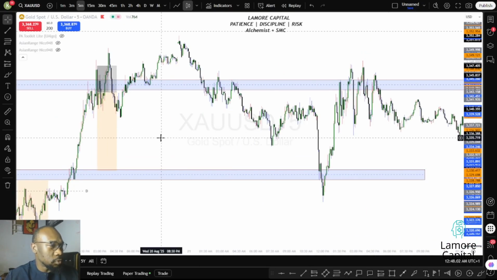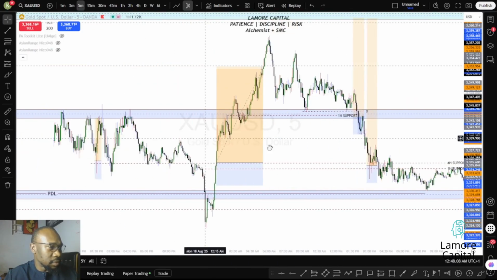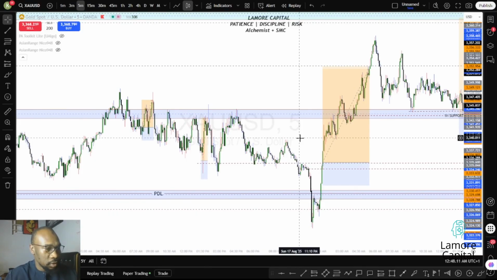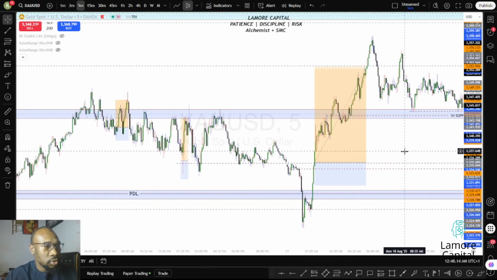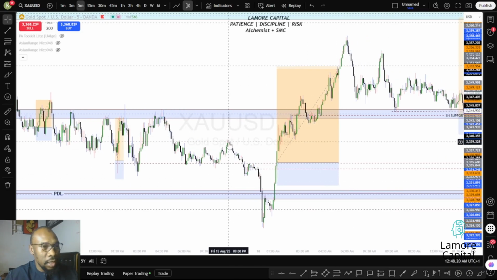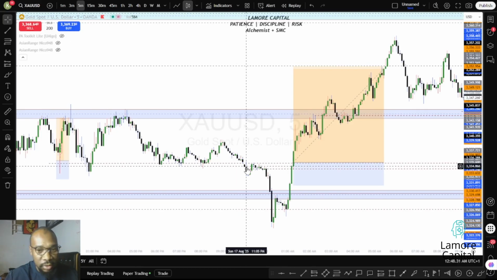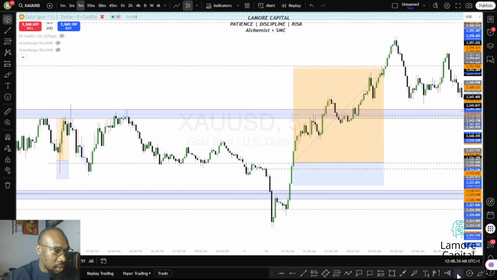So let's go back to the beginning of the week. That's Monday, 18th August 2025. Starting from this particular level here, this is where Friday ended and Sunday started. This is the new week opening gap. And from this gap, that is where we started seeing reactions for the Asian session.